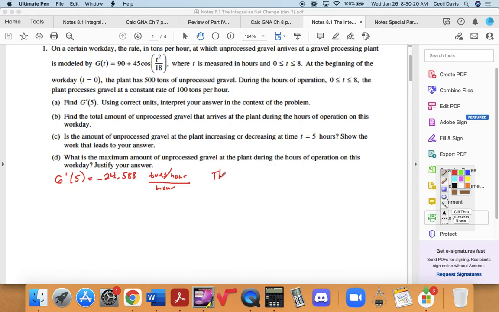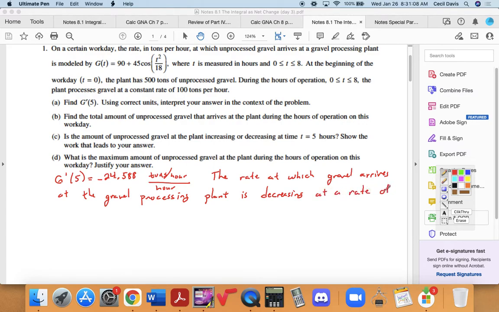Right? This is how fast this is changing. So, the rate at which gravel arrives at the gravel processing plant is decreasing at a rate of 24.588 tons per hour per hour.